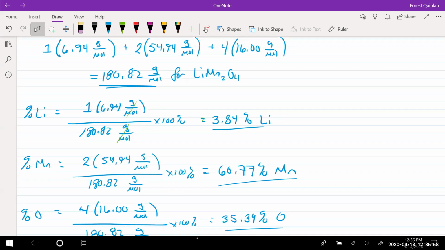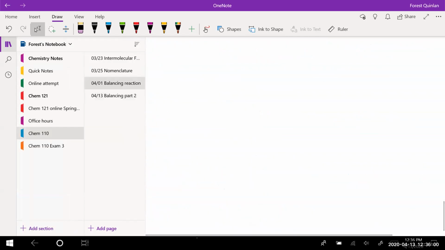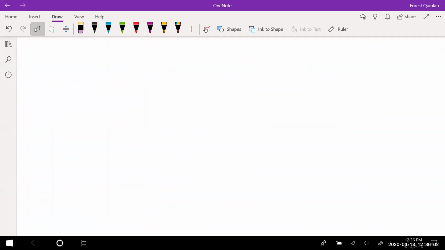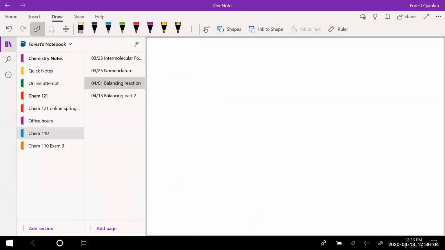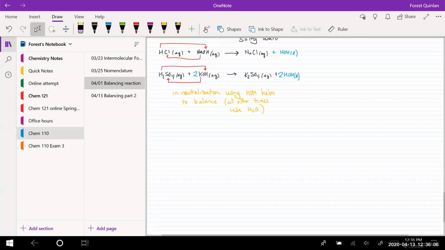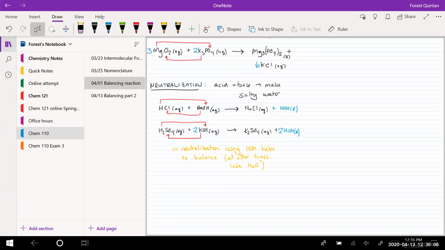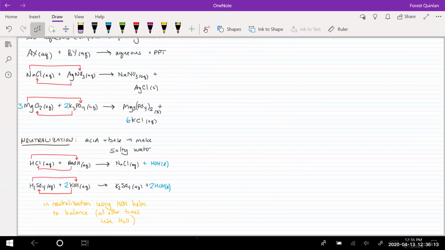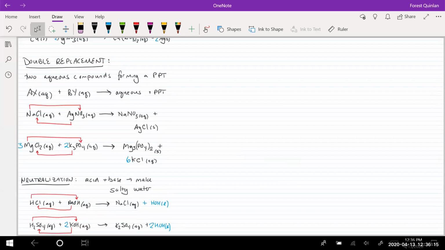I do want to give you guys one little cautionary tale here, especially because it's Chem 110. Let's go back to the balancing reactions. Take a look here at our double replacements. And I did it on purpose so that you didn't think it's the last one that's always the solid, but sometimes the first one. When in doubt for this class, take a look right here.